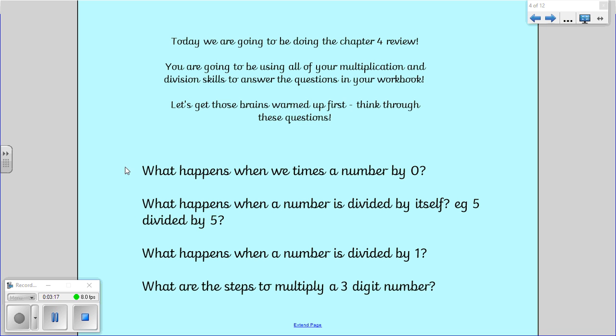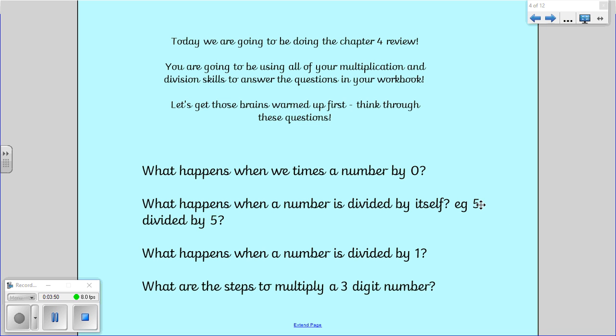Okay, let's have a think then about the answers to these questions. First of all, this one, what happens when we times a number by 0? Well, when we times a number by 0, any number, the answer is always 0. So well done if you remembered that. Because if we're timing something by 0, nothing, then the answer is also going to be 0.